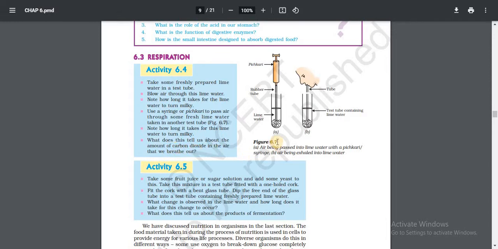Figure 6.7a. Air being passed into the lime water with the pitchfork or syringe. B. Air being exhaled into lime water. A. Lime water, rubber tube, pitchfork. Test tube containing lime water, tube.